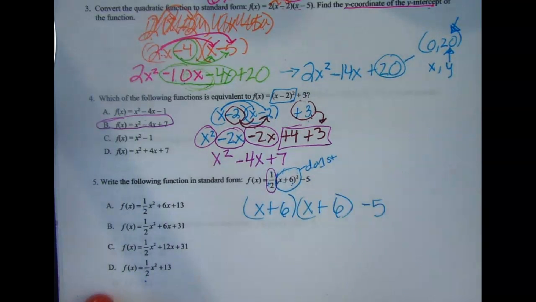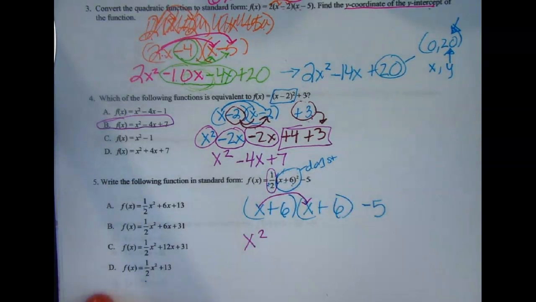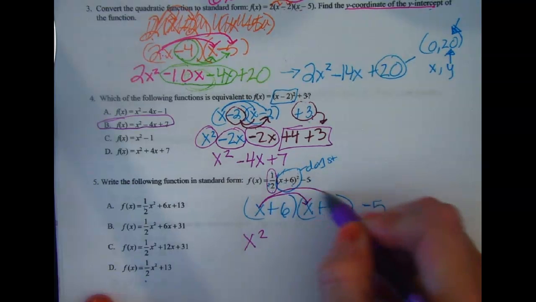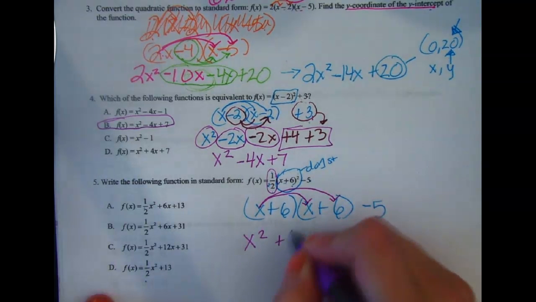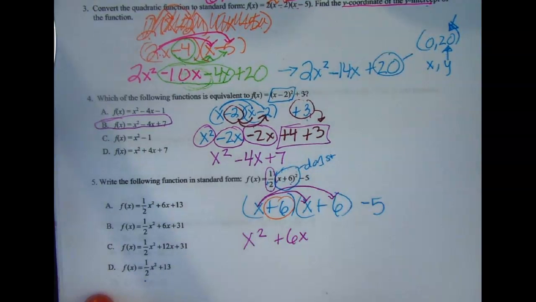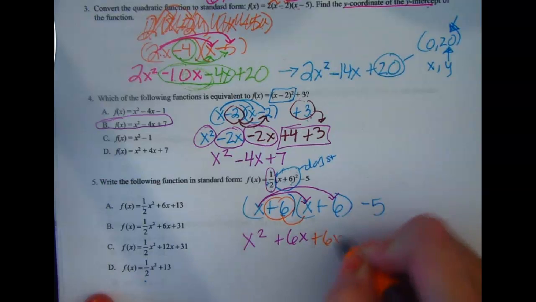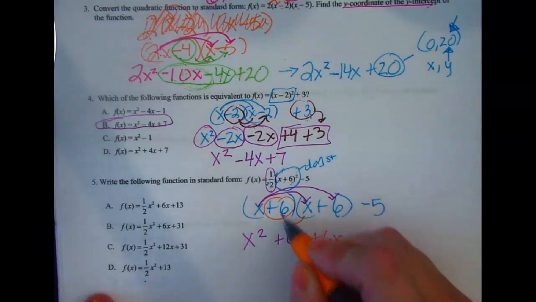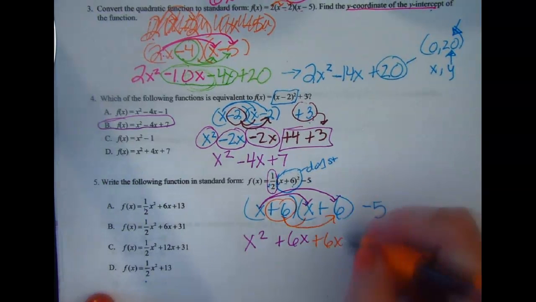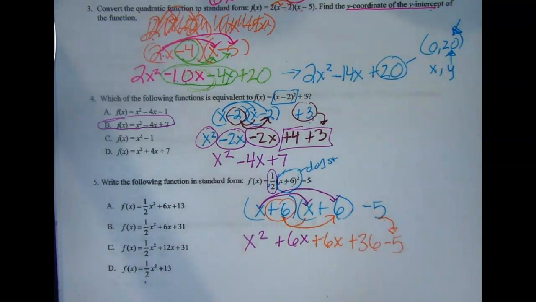So again, double distribute. I have x times x gives me x squared. I have x times 6 gives me a positive 6x. I then have, so I go down, 6 times a positive x is a positive 6x. 6 times a positive 6 gives me a positive 36. And then if you recall, we still have to bring this down, so minus 5.